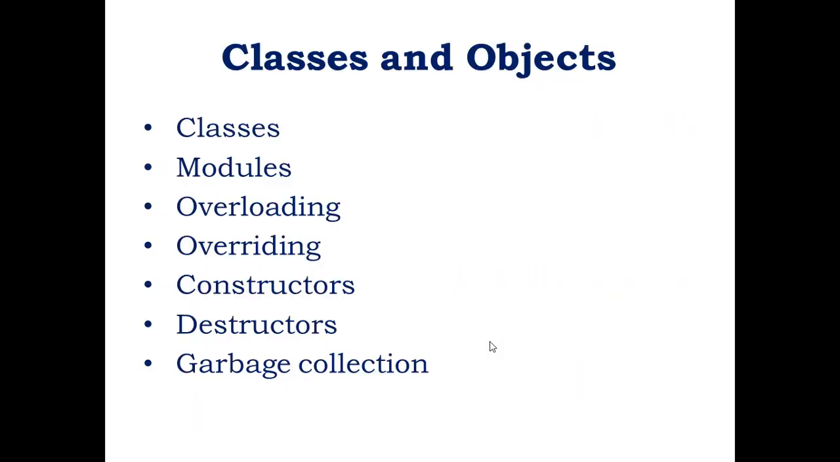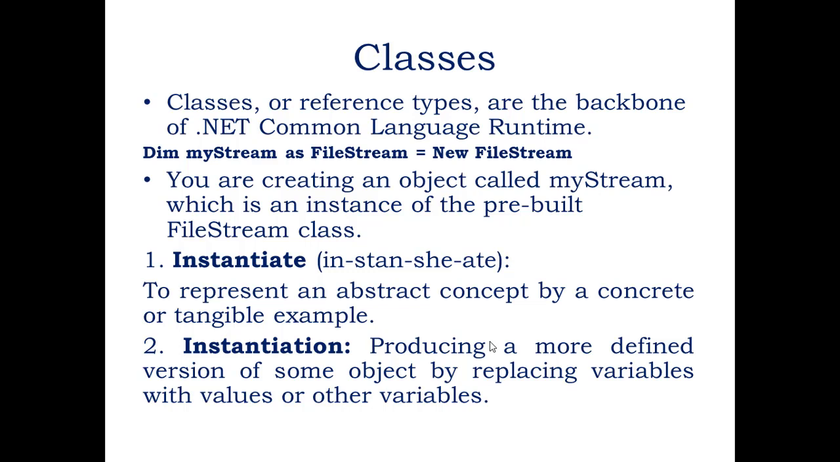The next topic, the final topic to be discussed in this session, is Unit 2: classes and objects. These are classes, modules, overloading, overriding, constructor, destructor, and garbage collection. Classes. Classes are reference types and the backbone of the .NET Common Language Runtime. For example, the declaration here: Dim mystream as FileStream = New FileStream.